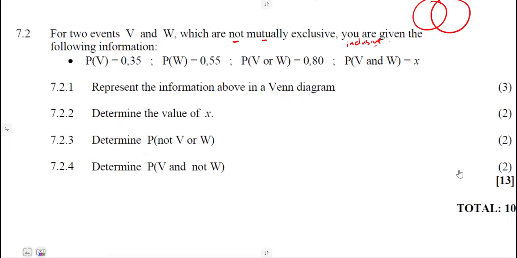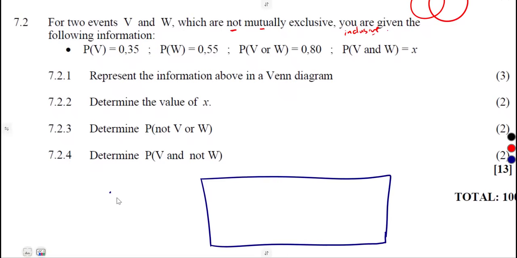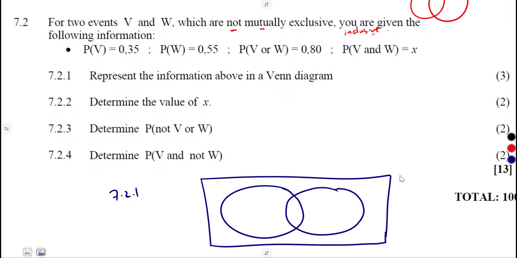Represent this on a Venn diagram. All right, so we can represent this on a Venn diagram, guys. 7.21. There are two subsets, and there's an intersection. V and W means there's an intersection there. So that's our sample space. Remember, the probability of the sample space is 1. So we've got V, and this is W. The intersection of V and W is given as X, as unknown. So this is X.